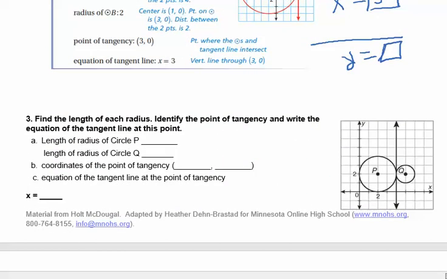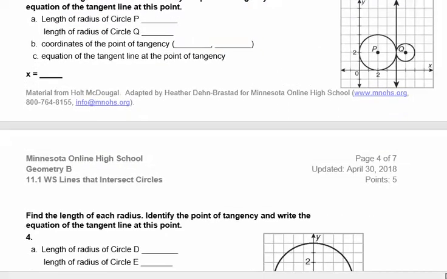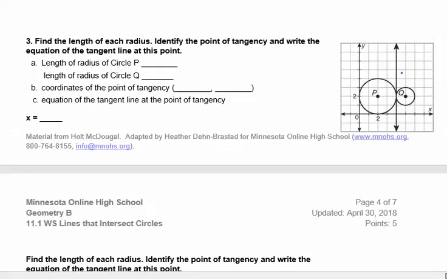So you have 3 examples where you're going to do these. In number 3, here's your 2 externally tangent circles. Here's your point of tangency. You need to write the coordinates of that point, the x value and the y value. So it's 3, 2. Oh, it asks you to find the length of the radius of each of them. That's just a little practice. This one's radius would be 2 units long, and this one has a radius that is 1 unit long.